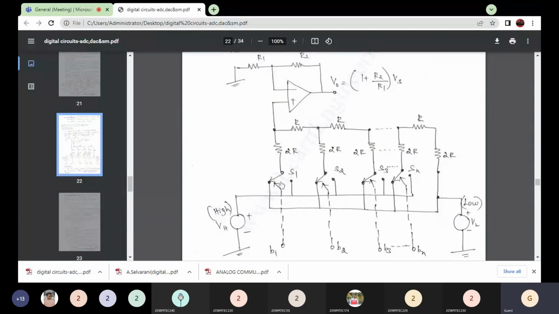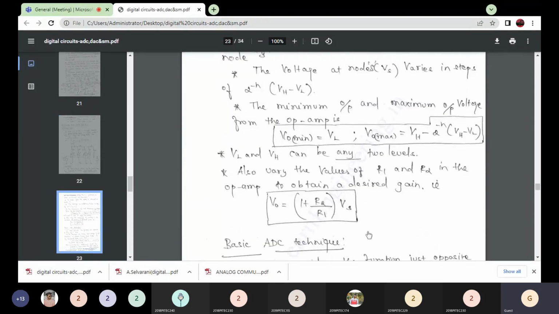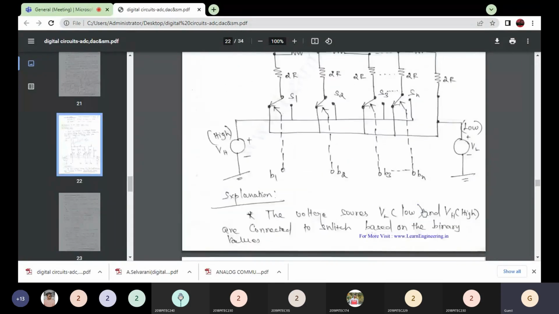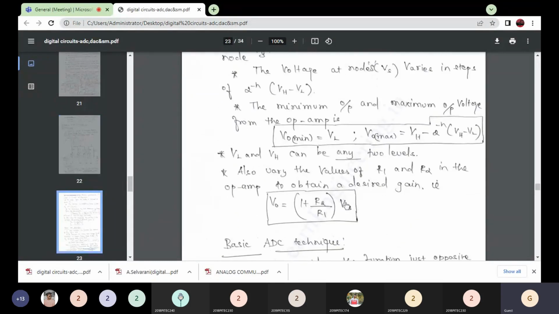Here the switch position does not depend on the input value changes. Also we can say that the current flowing through the resistances is constant; the current flowing through the resistances does not depend upon the binary values. So V naught equals 1 plus R2 divided by R1 times Vs.